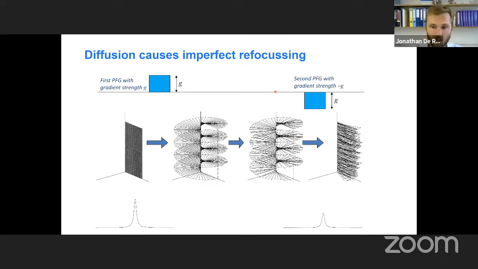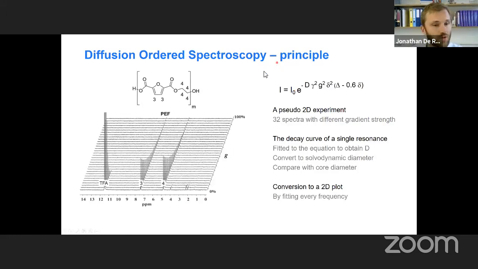And that is something we can use, because depending on the strength of this gradient, the length of this gradient, or the time that you wait between the two gradients, you will see a stronger decay. And that is what we use in DOSY. DOSY is actually a pseudo-2D experiment where we measure 1D spectra, with the only difference between them being how long or how strong the gradient was. We don't change times in NMR. Times are complex because there is also relaxation happening.